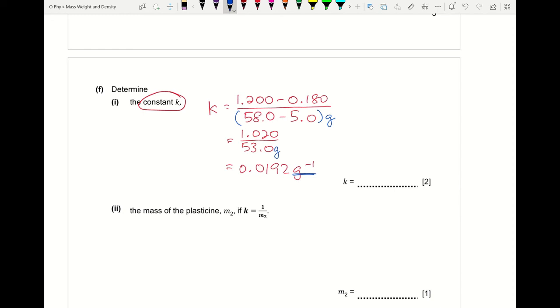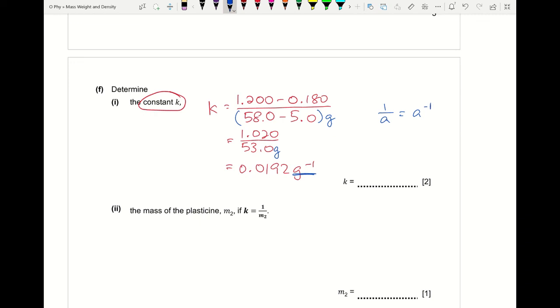If you don't know how 1 over g becomes g to the power minus 1, I'm not sure whether you can remember your indices. If you cannot, please go and refresh your memory. Otherwise, I'll just show you here. 1 over a equals a to the power minus 1. Hence grams to the power minus 1.